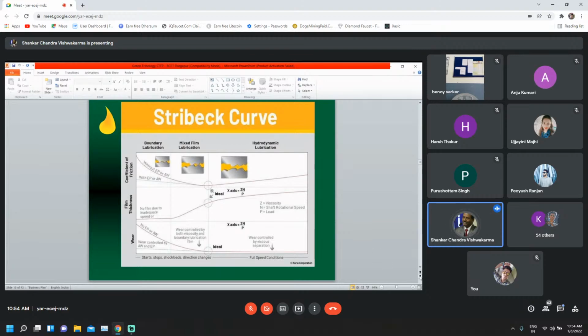So this is the curve which is very essential to understand lubrication properly. And if these three zones are understood, and we are keeping some property in the lubricant to tackle the boundary lubrication, then there are very few chances of failure of the components.